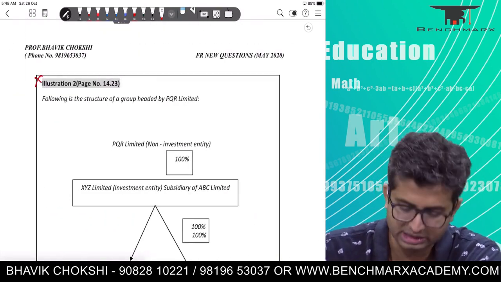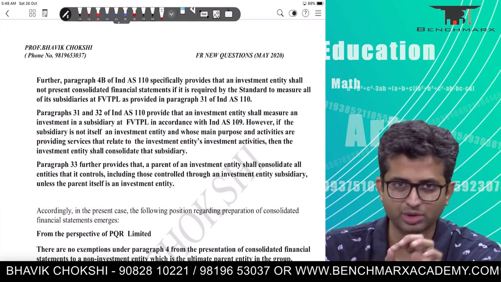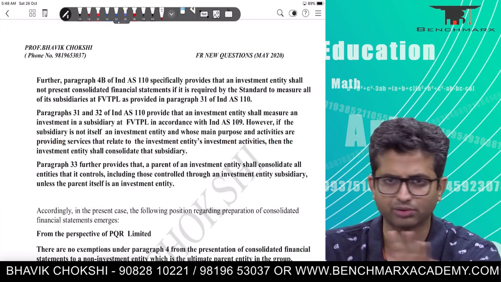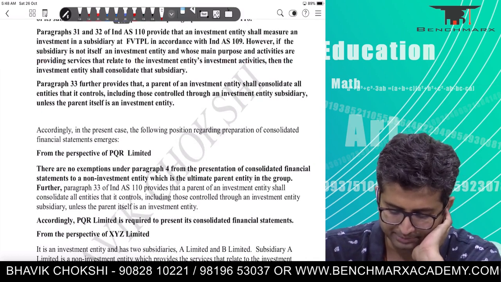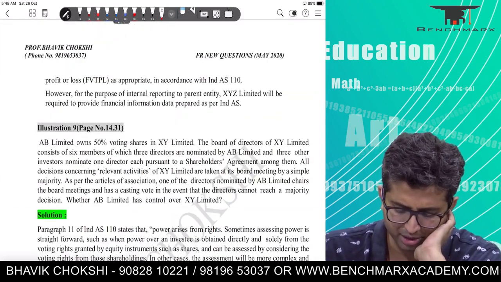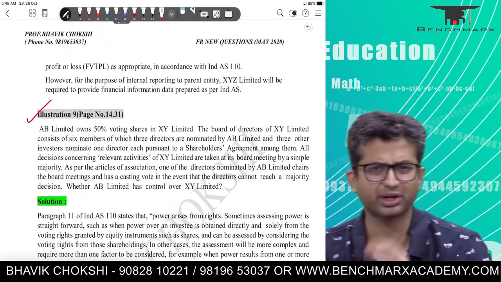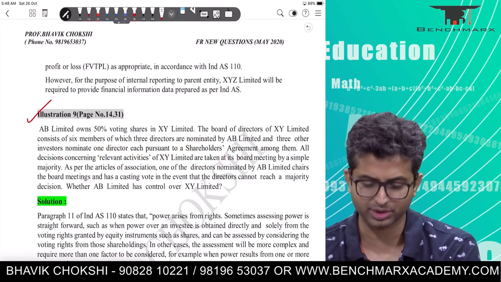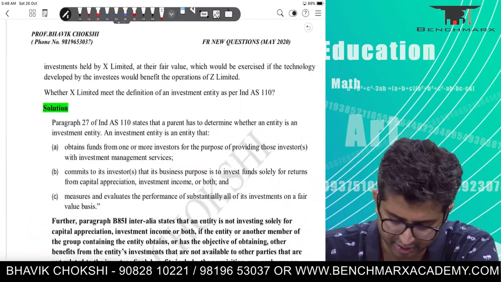Illustration 2 also you can skip. This has no connection with direct line-to-line consolidation, calculation of goodwill or NCI. And there's an illustration number 9. We'll just discuss this quickly. It's a very simple question on control. This you should have done.